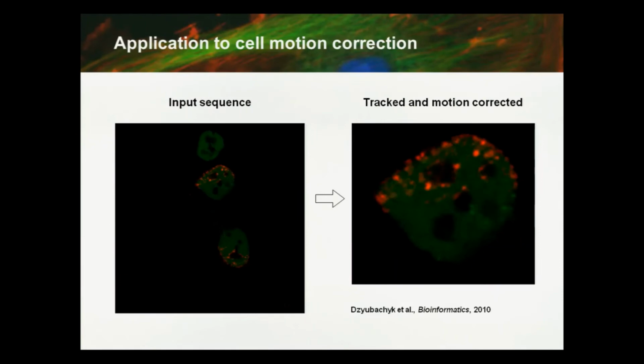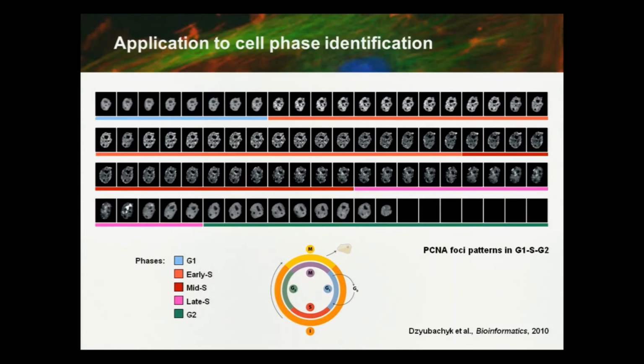Another application is basically an analysis on top of cell segmentation and tracking. Once you've segmented and tracked each cell, you can then start looking at what's going on within the cell. This was a study with someone from the genetics department, I believe. They were interested in studying the cell phase. So they made movies of many cells, using PCNA labeling, which is involved in DNA damage repair and replication, to look at the specific foci patterns that appear in the different cell phases. And then you can automatically, using some machine learning technique, find the transition points.